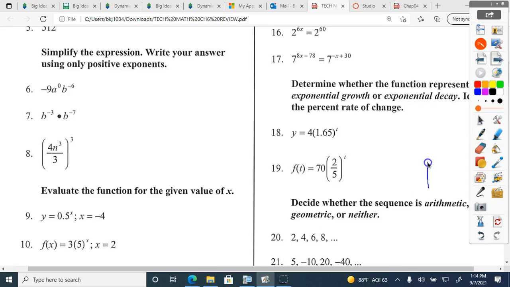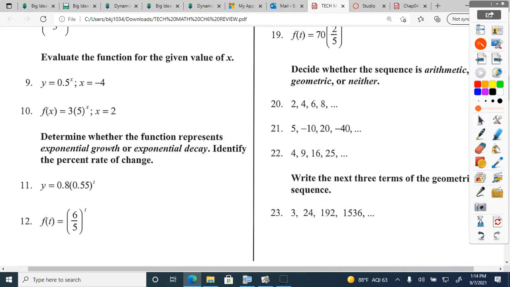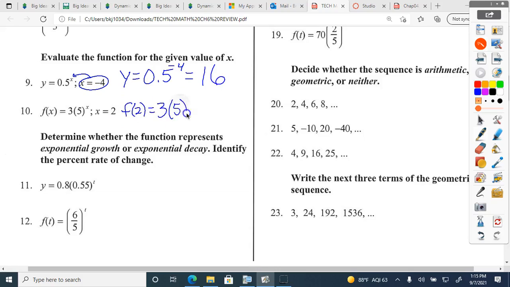Number 9. We're going to do our best. It says evaluate for the given value of x. This is also 2 problems where it's given. You just got to put it in your calculator correctly. So all I'm doing is plugging in what? -4 for x. So y equals 0.5 to the -4 power. Put that in your calculator. You do get 16. Okay? Same thing for 10. F of 2 equals 3 times 5 to the second power. 75. That is 75.